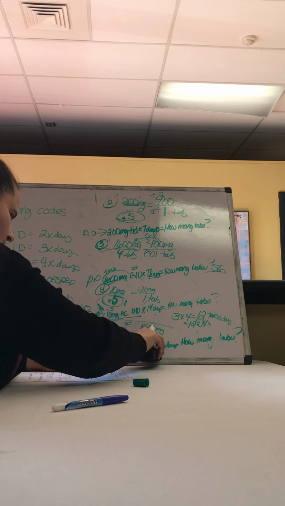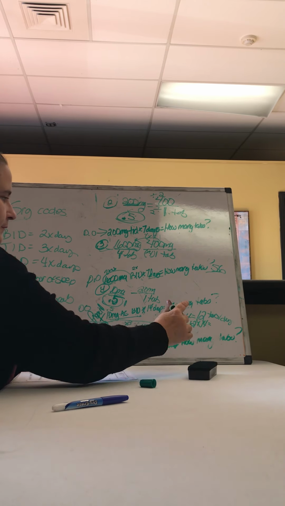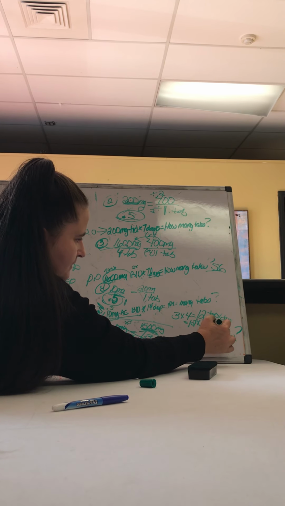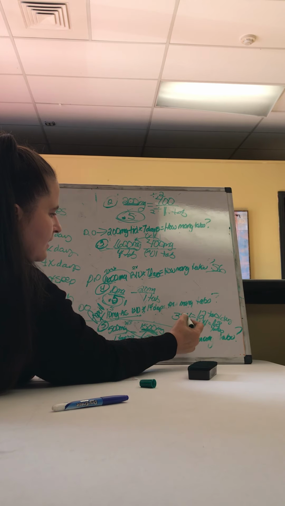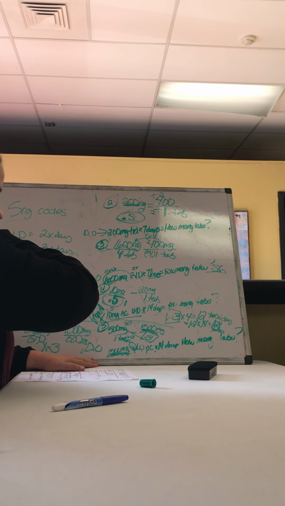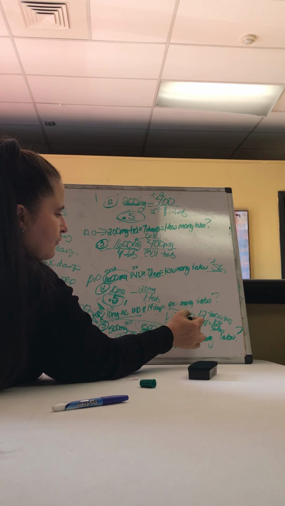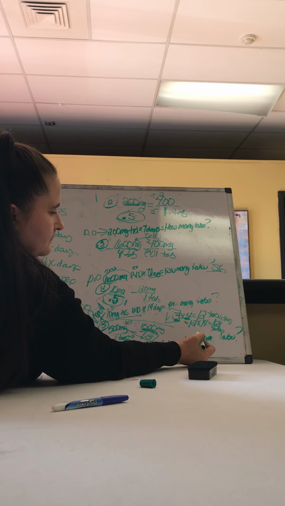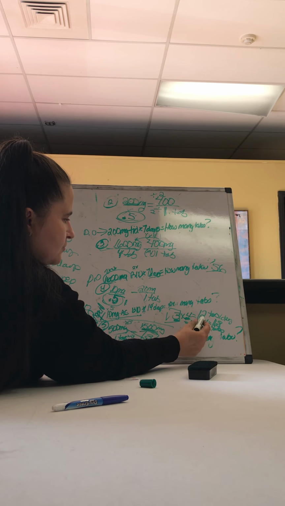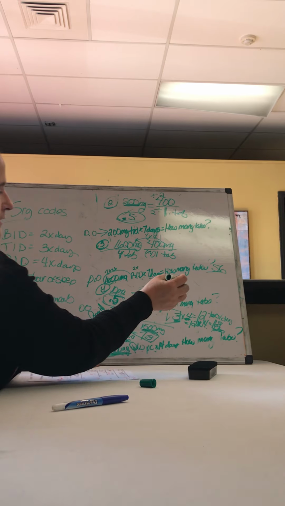168 tabs. That is how many we're going to put in here. Oh, 168 tabs is what they're going to take. They're going to take 3 tabs every time they take their medicine, 4 times a day. And then he's going to take those 12 all day long for 14 days, which equals your 168.